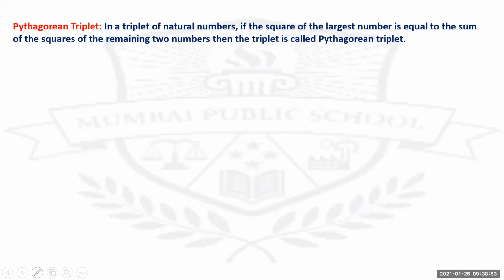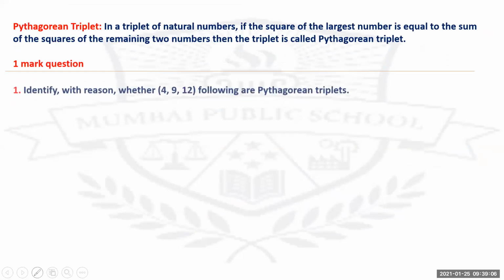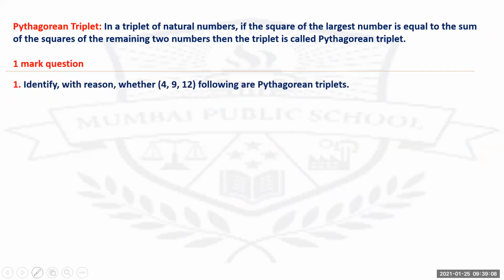Now, Pythagorean triplet. In a triplet of natural numbers, if the square of the largest number is equal to the sum of the squares of the remaining two numbers, then the triplet is called a Pythagorean triplet. 1 mark question. Identify with the reason whether 4, 9, 12 is a Pythagorean triplet.